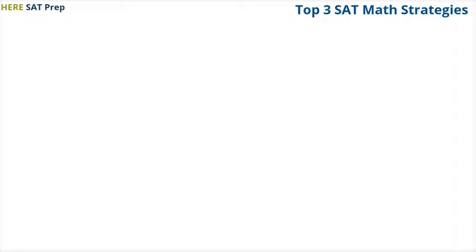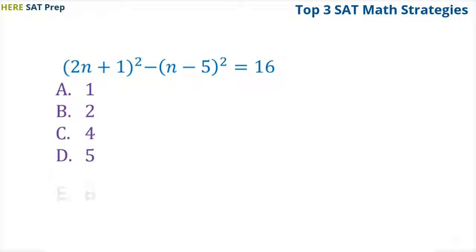Now, let's try one more example together. Let's take a look at this question. If (2n + 1) squared minus (n - 5) squared equals 16, then what could be a value of n? Our choices are 1, 2, 4, 5, and 6.